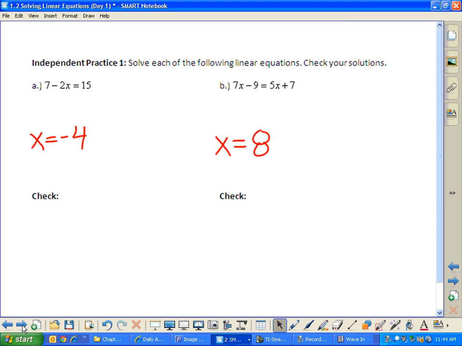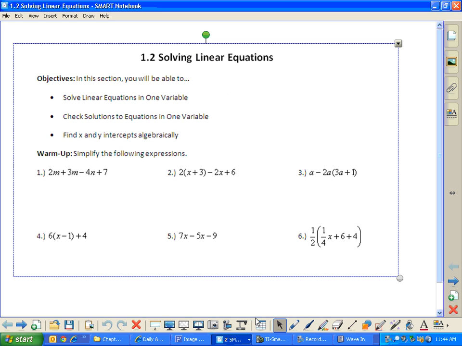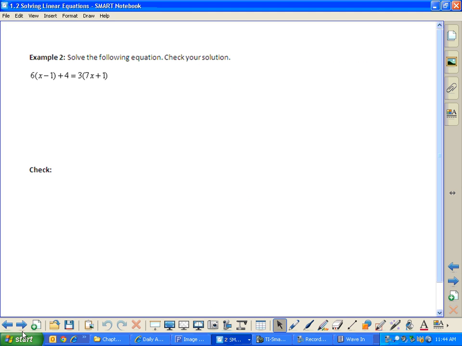So just to go over your independent practice responses, for part A, you should have x equals negative 4. And then for B, you get x equals 8. Okay, are there any questions about that? So you might have noticed in the next example, because some of you actually already got a jump start on it, what we actually end up doing is all 3 steps. So I just wanted to talk with you briefly about how that first step actually comes into play when we're looking at these problems.